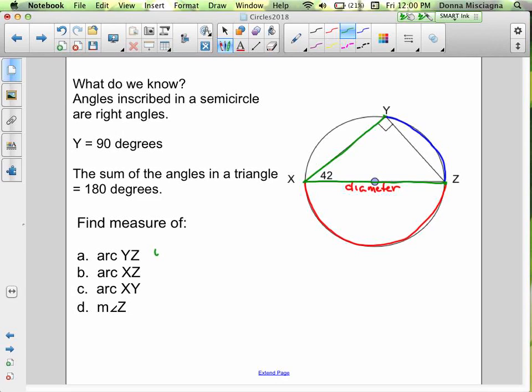And we know that the arc equals 2 times the angle measure. So arc YZ equals 2 times angle YXZ. That means arc YZ equals 2 times 42, and that means arc YZ is 84 degrees. So we can mark this as 84 degrees. Now let's find the measure of arc XZ.